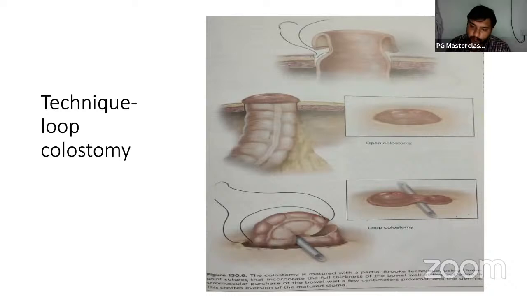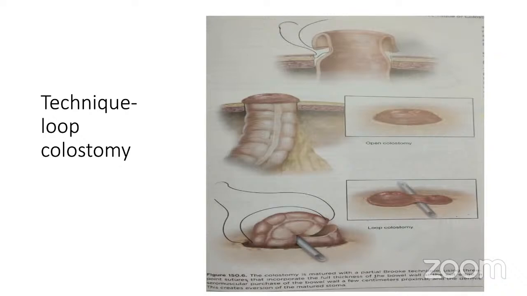Whenever you are doing a transverse colostomy in an emergency, when resection is not possible because it is an edematous bowel, and you are not removing the omentum, the opening will become very large. So later on, there will be a prolapse of the stoma. That complication is very common. So to prevent this, you have to do it like this.